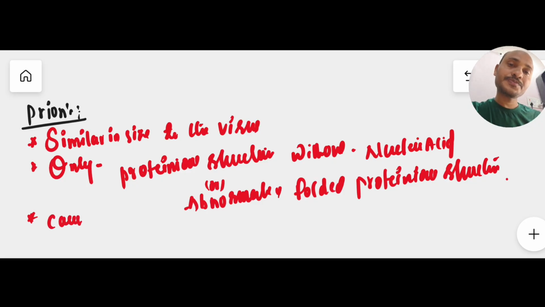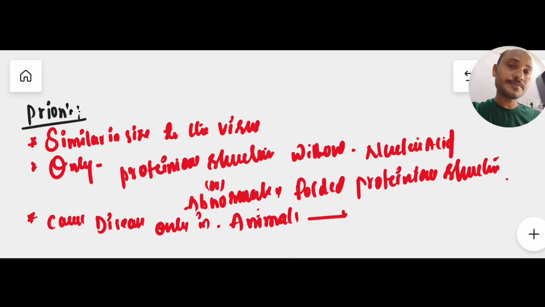Prions cause disease only in animals. Hence, they are also called animal virus. But viroids cause disease only in plants, hence they are called plant virus. Prions are called animal virus because they cause disease only in animals, but virus can cause disease to plants as well as animals.